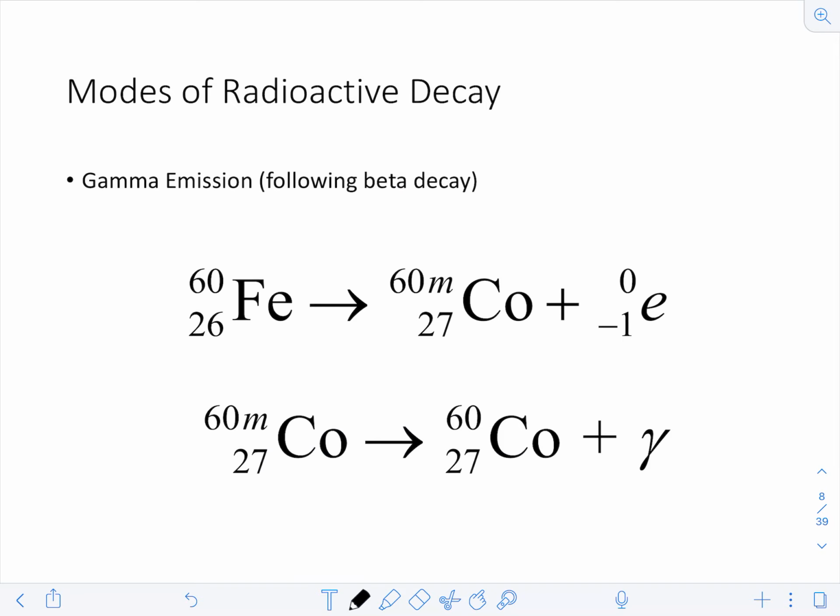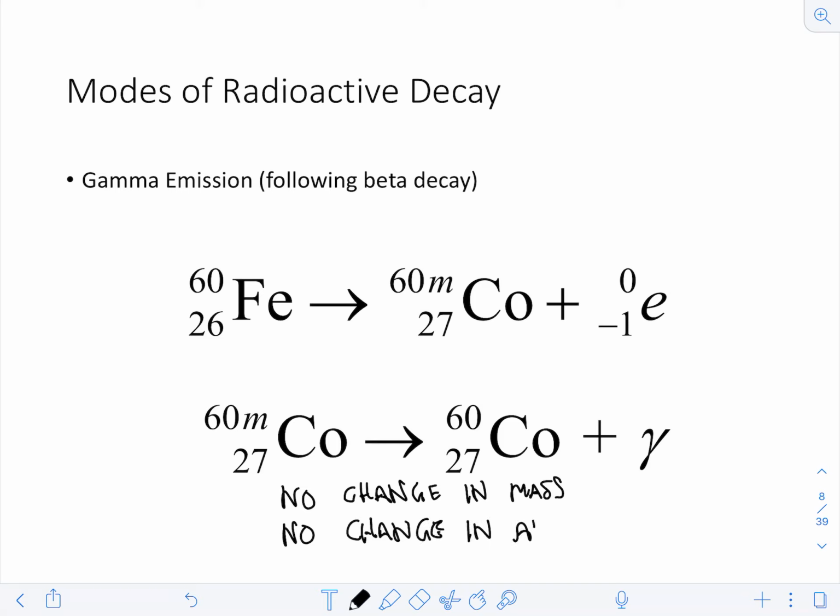Okay, here is gamma emission. Now, gamma emission sometimes is a little trickier to figure out. Typically, I look for no change in mass. So this bottom reaction here has no change in mass. And I know that beta decay also has no change in mass. The other thing is when you see a gamma emission, you also have no change in atomic number.